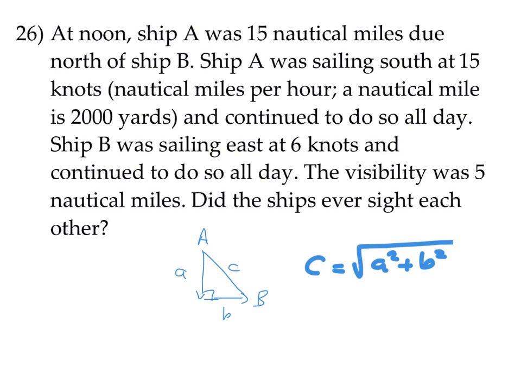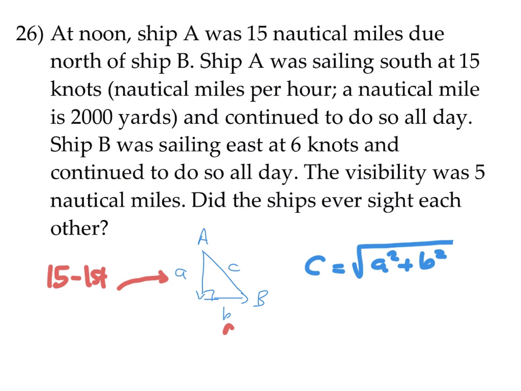Okay, so here's the deal. To figure out the distance a, we need to think about where it started and how it changes over its trip. In other words, how it changes over time. What I know about a is it starts out at 15 and then it gets smaller, at a rate of 15 knots. So every hour we lose 15. So the way we write that is 15 minus 15t.